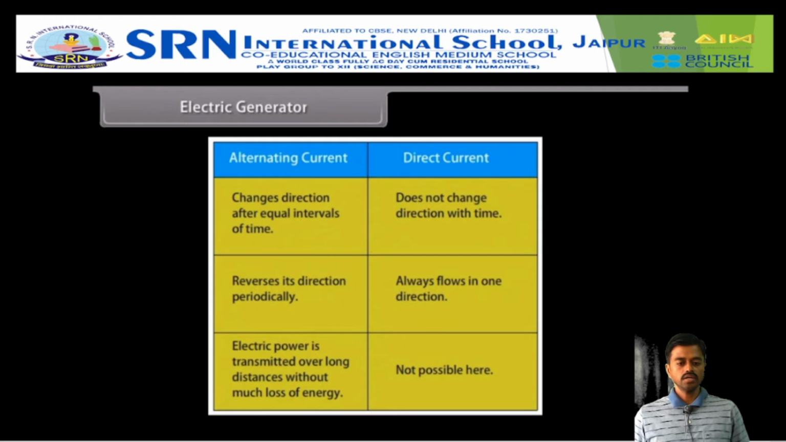In alternating current, electric power is transmitted over long distances without much loss of energy. But when we talk about direct current, it is not possible at all. Direct current is used for very short distances, like batteries, and with the help of a battery, phones, laptops and other devices can be run. So the battery or direct current is used for shorter distances, while alternating current is used for power transmission from the power plant, power station to our homes.